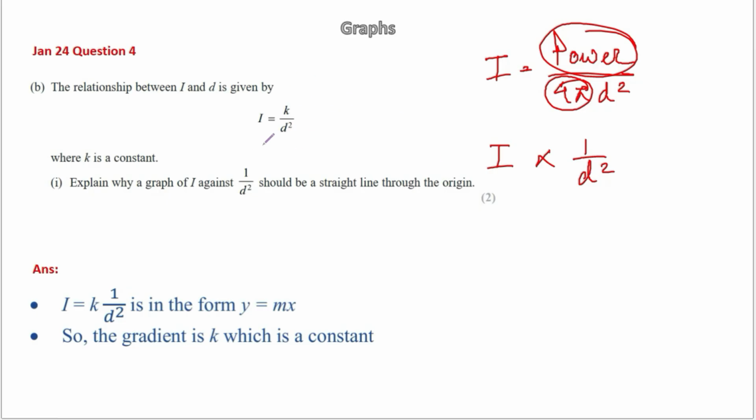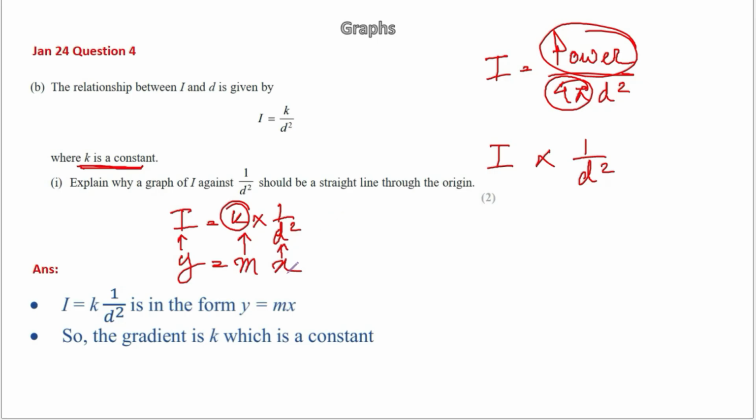The question says, explain why a graph of I against 1 by D squared should be a straight line through the origin. So you isolate K from here, or 1 by D squared. I equals K times 1 by D squared, which is in the form y equals mx. I on the y-axis and 1 by D squared on the x-axis gives you a gradient equal to K, which is a constant, because the question says K is a constant. So the gradient is constant, plus there is no y-intercept.